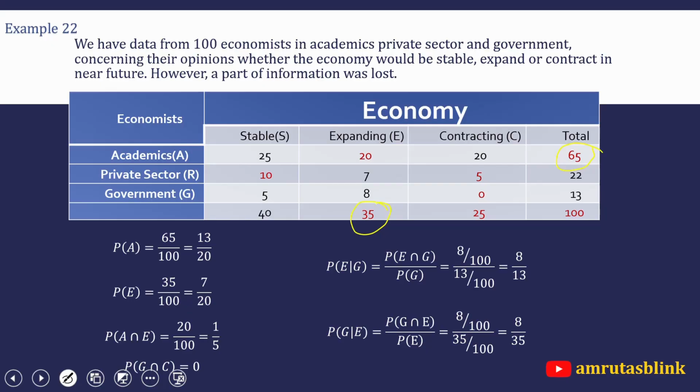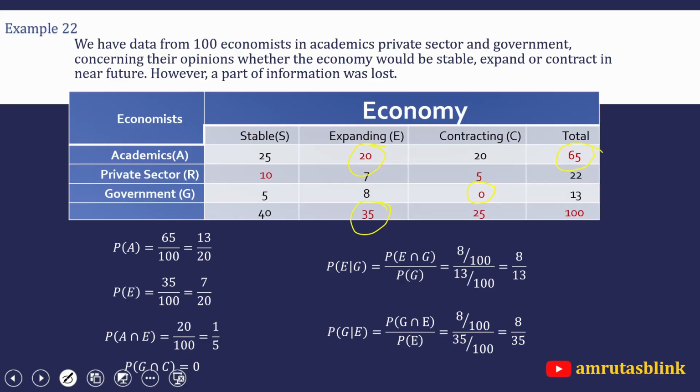35, so 35 upon 100 is 7 by 20. Then probability of A intersection E. A intersection E is how much? This part. So A intersection E is 20, so 20 upon 100 is 1 by 5. Then probability of G intersection C. G intersection C is this particular entry, which is 0. That's why probability is also 0.